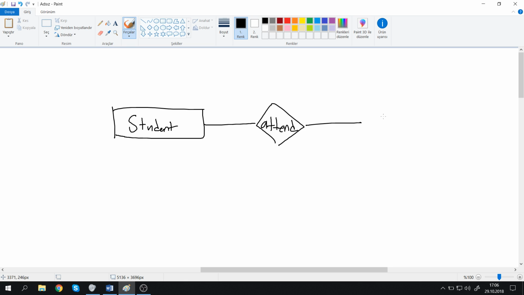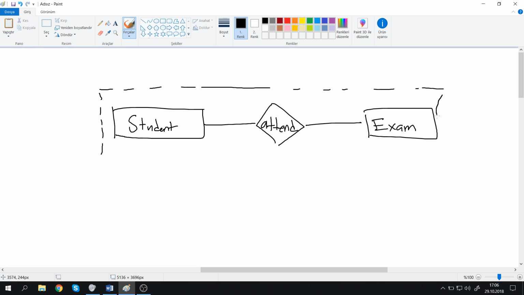Attend an exam, and let's say different teachers are grading these exams, and let's say we have an aggregate relation upon this relation. If we have an aggregate relation, we always use a dashed line rectangle.